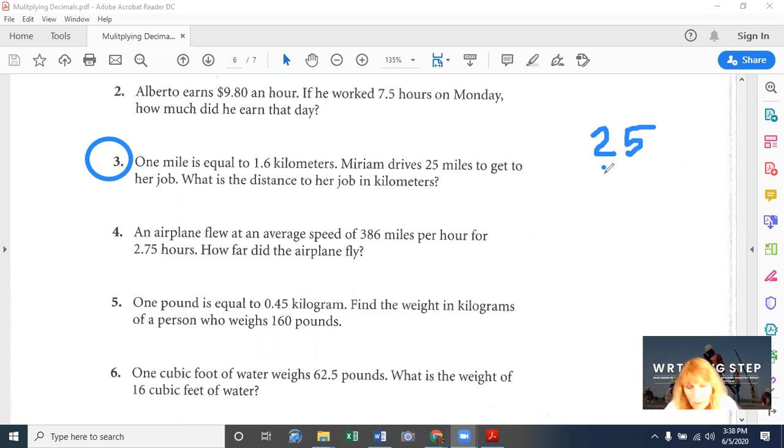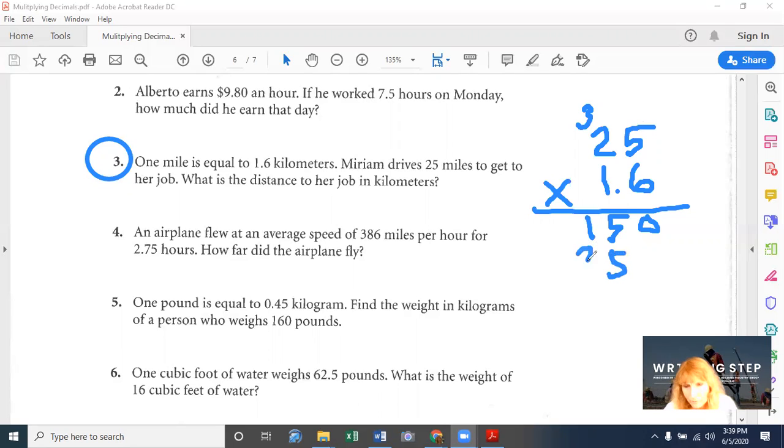And every mile is 1.6 kilometers. So let's multiply. 5 times 6 is 30. Carry the 3. 2 times 6 is 12 plus 3, 15. And then we have 1 times 5 is 5. Make sure you put it under the 1. And 1 times 2 is 2. And then you add, and you get 0. You get 10, carry the 1, 2, 3, 4, you get 4.